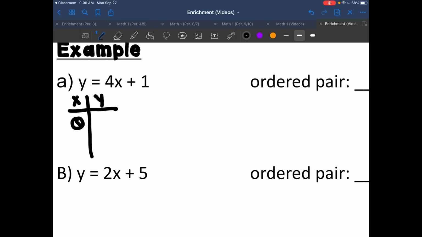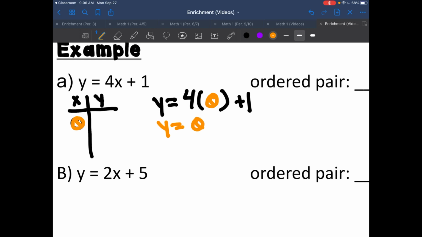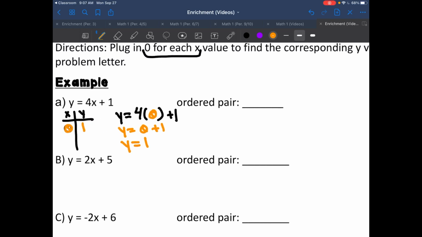Now I'm going to take my equation here, y equals 4x plus 1. But instead of an x, I'm going to put a big parentheses. Okay? And in that parentheses, I'm going to put in this 0. So now let's do this math. 4 times 0 is 0, so now we have 0 plus 1. Y equals 0 plus 1 is 1, so my y value is a 1. The ordered pair for this is exactly how it looks here, except with parentheses. So we have parentheses 0, comma 1, okay?